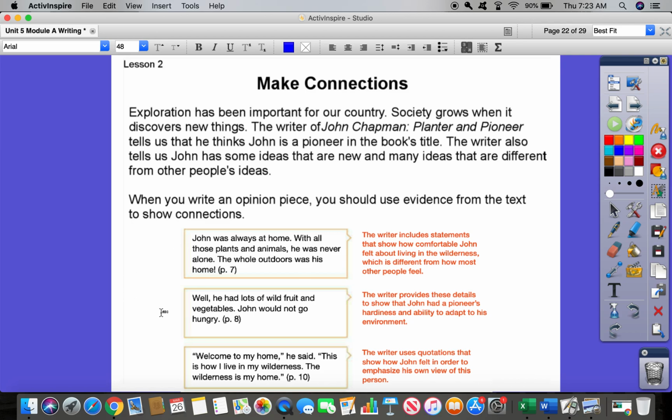"Well, he had lots of wild fruit and vegetables. John would not go hungry," from page 8. The writer provides these details to show that John had a pioneer's hardiness and ability to adapt to his environment.